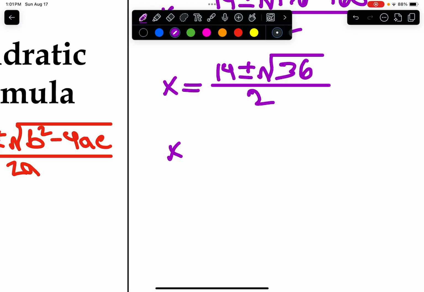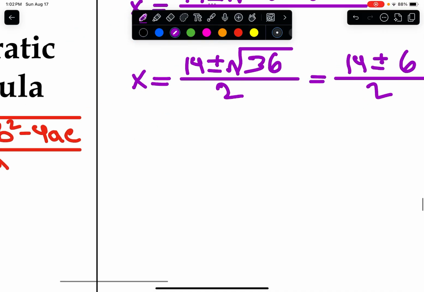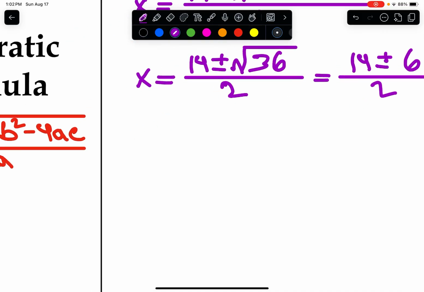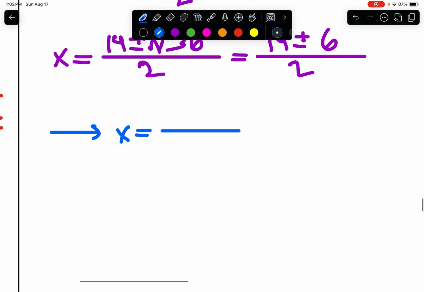And then let's actually do this so I can find the square root of 36. That's going to be 14 plus or minus 6, all over 2. And here is where you're going to, what I call, separate. I'm going to have one solution where I'm doing subtraction, and then another solution where I'm doing addition.